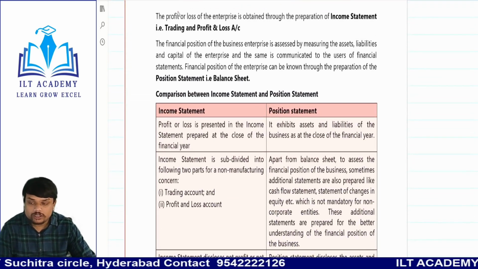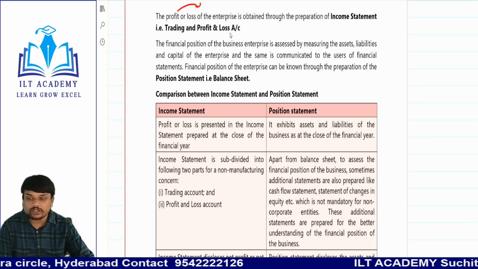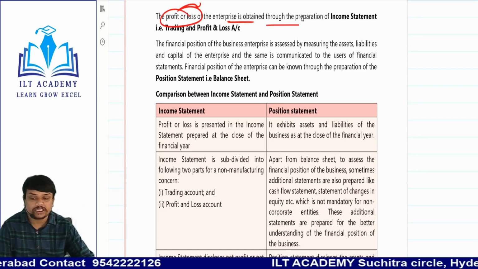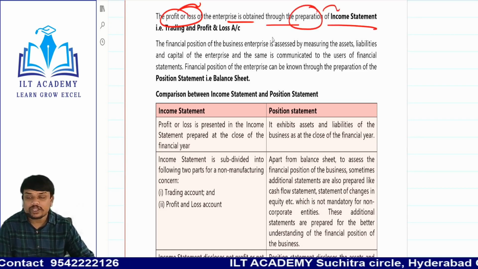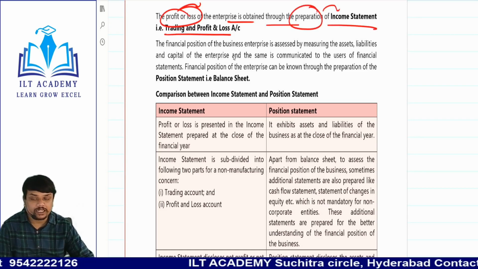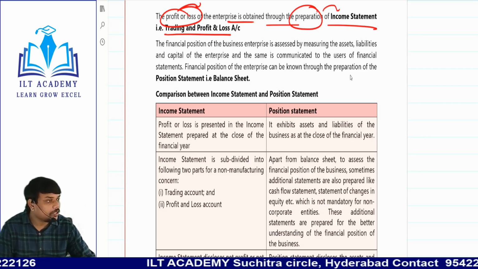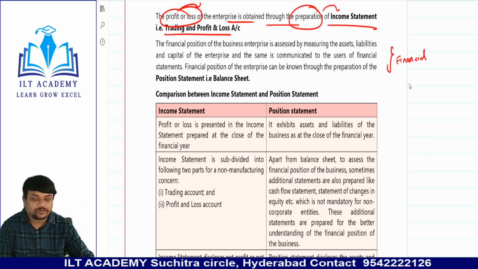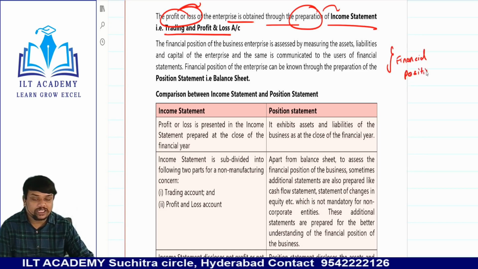Now, what do you ascertain by preparing the profit and loss account of the enterprise? The profit or loss of the enterprise is obtained by the preparation of the income statement, that is, the trading and P&L account. Then what about the balance sheet? By preparing the balance sheet, you will understand the financial position.